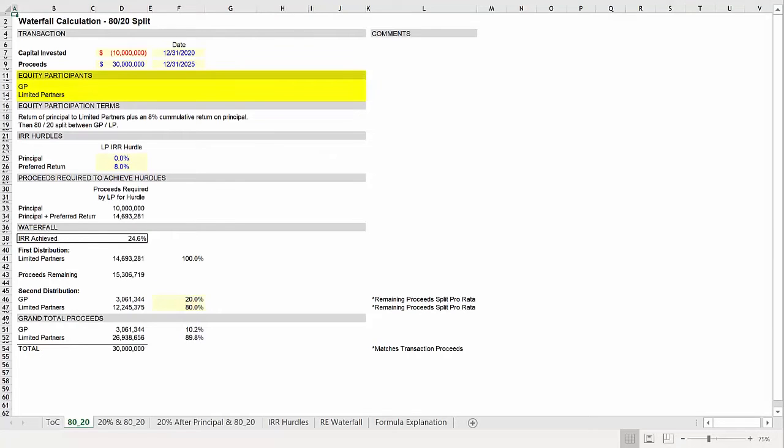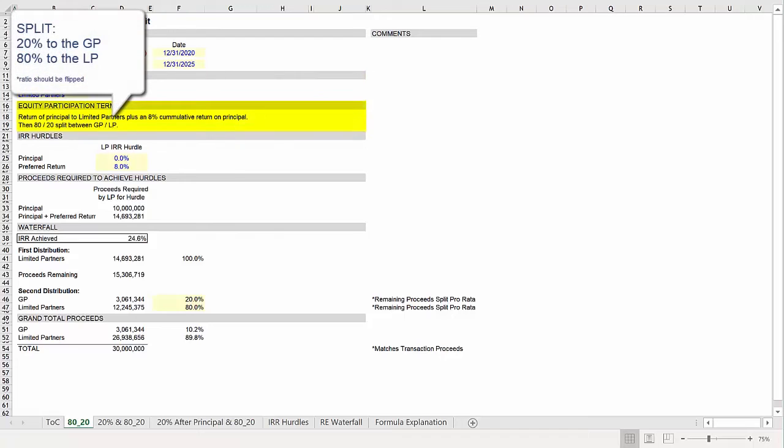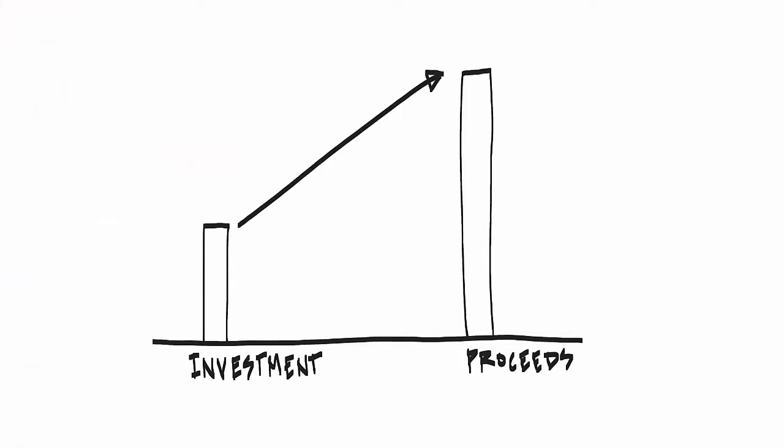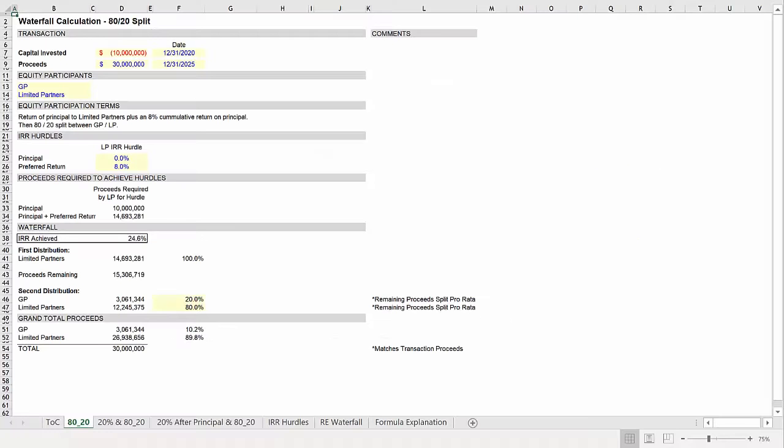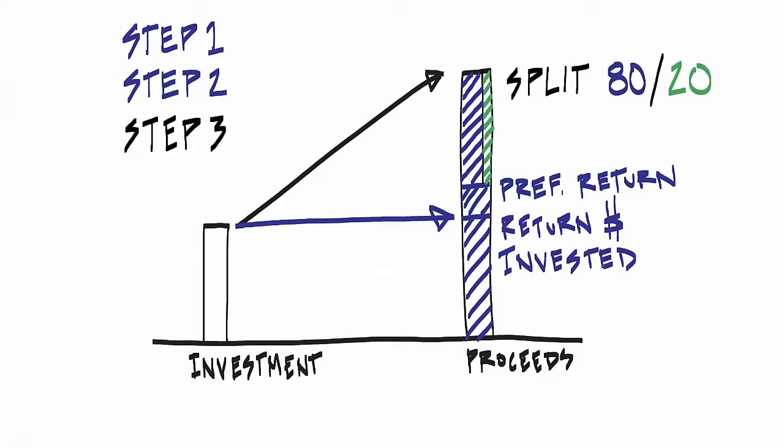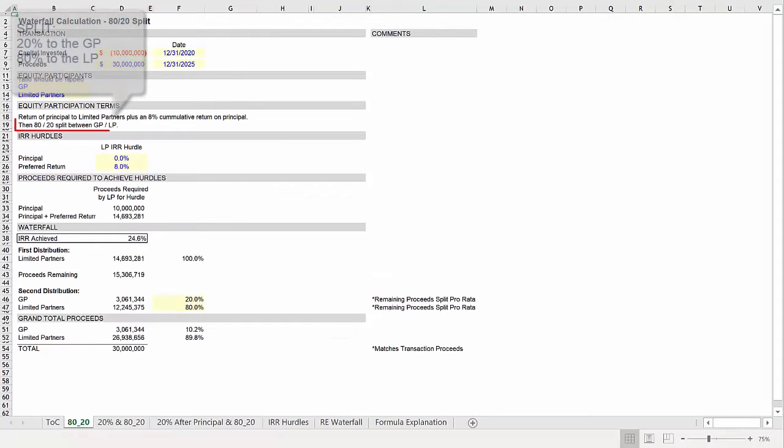Below that, under equity participants, we have the GP and the LP, which we've discussed and defined previously. And finally, we have our equity participation terms, which we have described as steps. And we can see that back on our whiteboard, where you can see that steps 1 and 2 have been combined into a single line item, return of principal to limited partners plus an 8% cumulative return on principal. And then of course step 3, which is the 80-20 split between the GP and the LP.